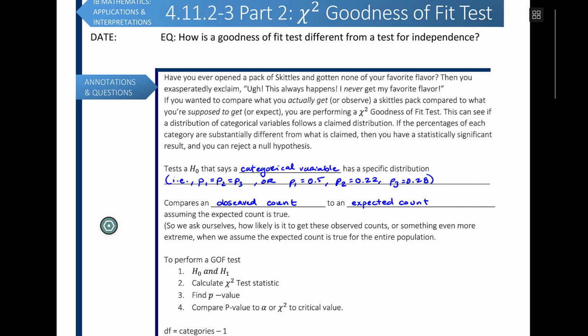To perform a chi-square goodness of fit test, you follow the same four steps. We write out our null and alternate hypotheses, that's step 1. You calculate your chi-square test statistic in step 2, and then you find your p-value. If you're using a calculator, that's all done at the same time. Step 4 is to compare your p-value to alpha, a significance level, or chi-square to a critical value.